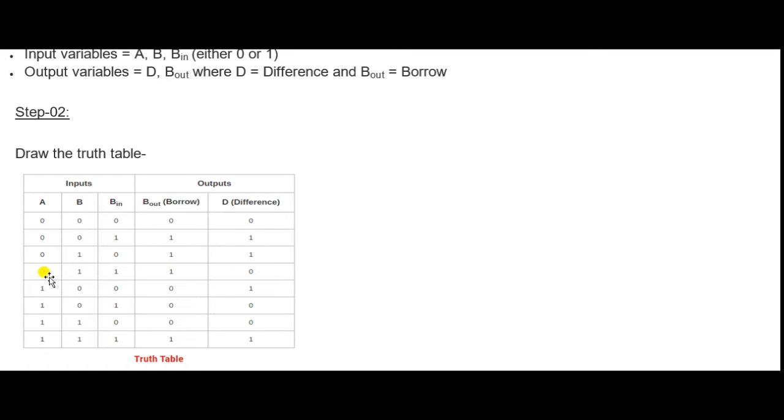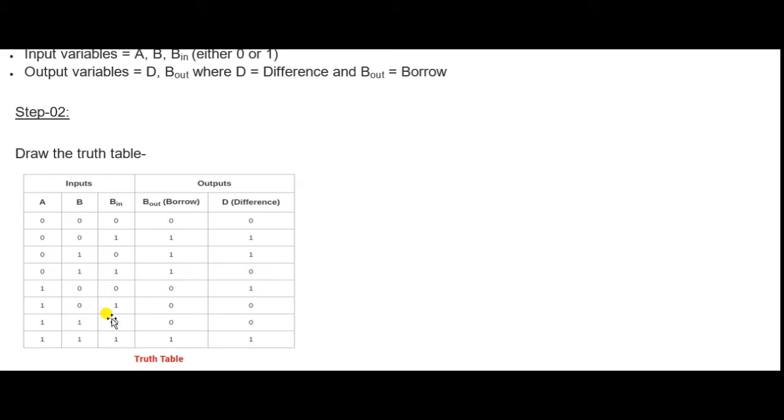Alright, the next combination 0 minus 1, output is 1, borrow 1. 1 minus 1, difference 0. The next 1 minus 0, difference 1, borrow 0. 1 minus 0, difference 1, borrow 0. The next 1 minus 0, 1. Then 1 minus 1, difference 0, borrow 0. 1 minus 1, difference 0, borrow 0.